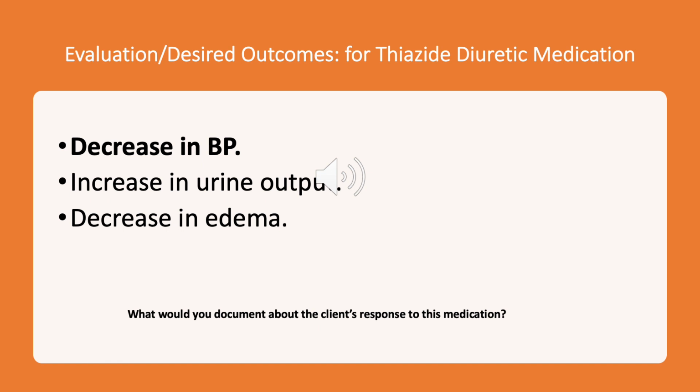The expected evaluation or desired outcome for thiazide diuretic medications is that a decrease in the blood pressure would be obtained, there would be an increase in urinary output, and there would also be a decrease in peripheral edema. Over the long term, thiazides are also dilating the smooth muscles in the arterioles, the smallest vessels in the arterial system. The heart does not have to work as hard to pump blood into the vascular system because the arterioles are dilated.